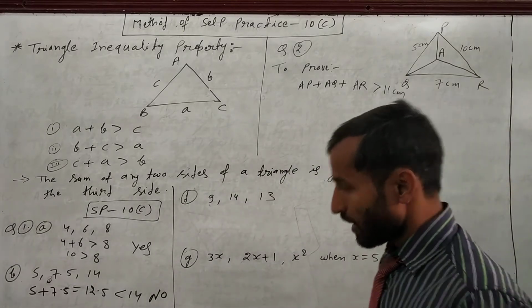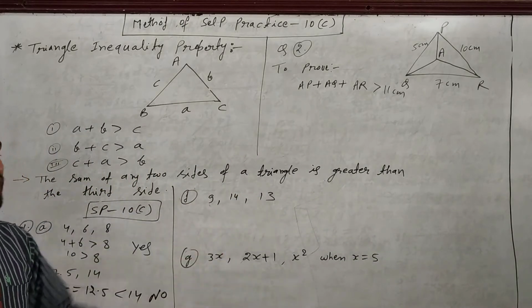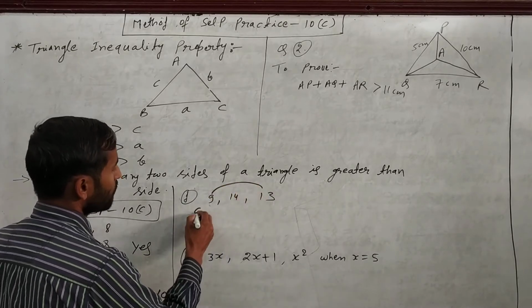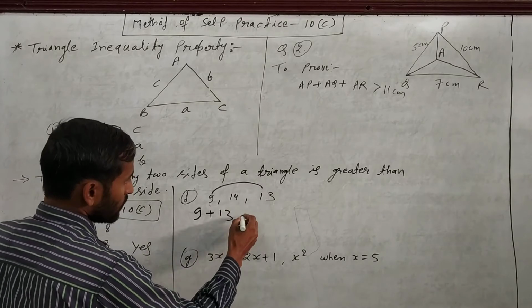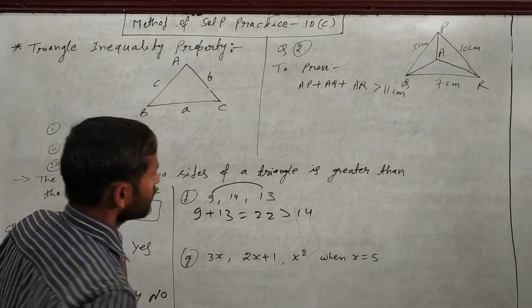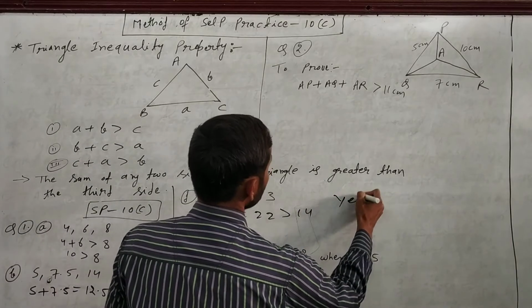Next one, I have left the C part. Now D part, just you check here. 9, 14 and 13 is given. Just you add the two smallest sides. So 9 plus 13 is how much? It will come 22. 22 is greater than 14. It means it can be possible. So the answer will be yes. Like that you have to check.